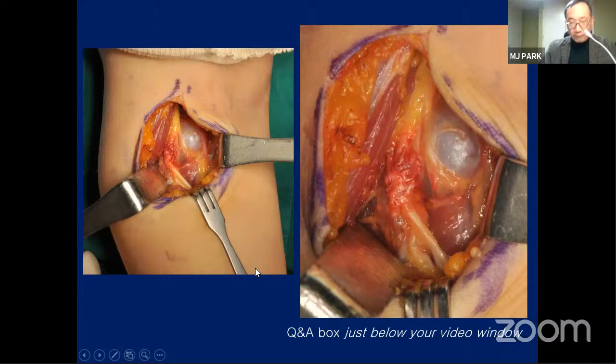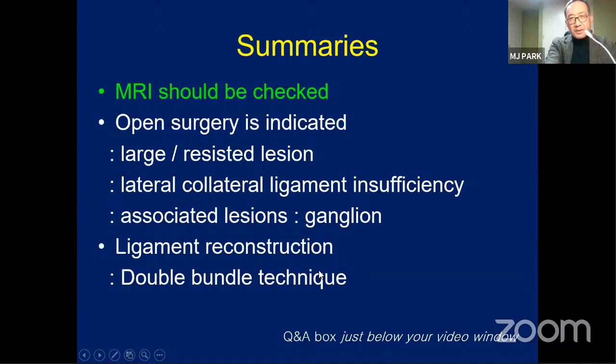So the summary of my topics is: you must check the MRI before you do the operation. And if there is a large lesion, or if the case is a reoperation case, or if there is a lateral collateral ligament insufficiency, or an associated lesion such as the ganglion, open surgery should be considered or is indicated. And if you decide to do the ligament reconstruction, I believe that the double bundle technique is more reasonable than the LHA reconstruction. And thank you for your attention.